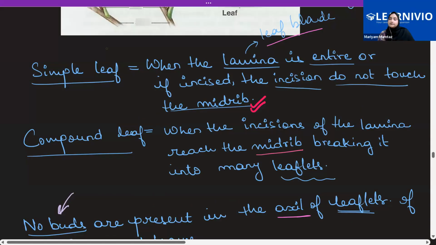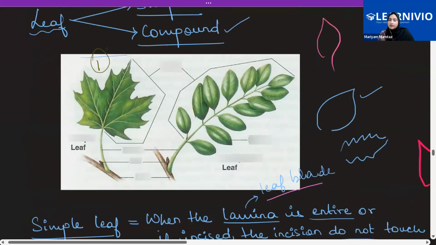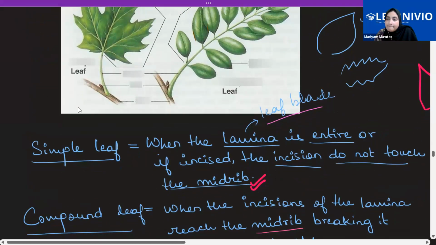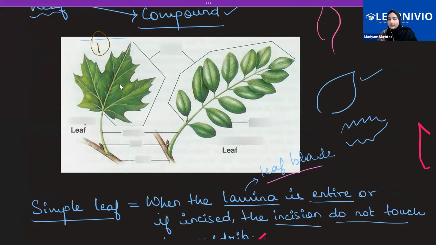Yeah. So a compound leaf is a whole one leaf. This is one big leaf. No, they are tiny. Each of these is a single leaflet. Understood? So instead of being a whole entire margin, it got divided into several parts, and that is what a compound leaf is.